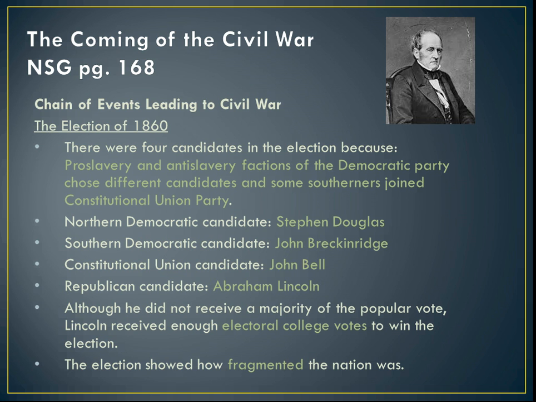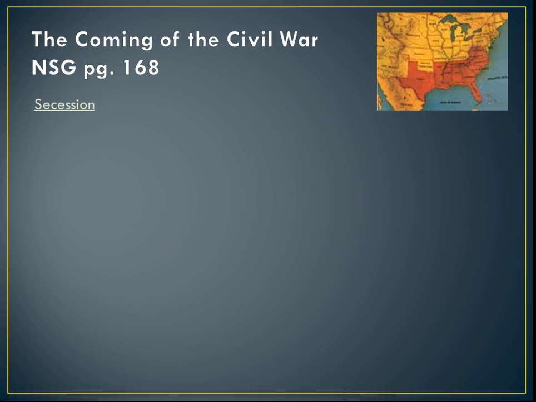And it just showed how fragmented the nation really was. You had different sections. So you had the North voting for Stephen Douglas. You had the Southern Democrats voting for Breckinridge. You had the kind of middle area between the North and the South voting for John Bell. And then Abraham Lincoln won basically most of the North. So the coming Civil War.